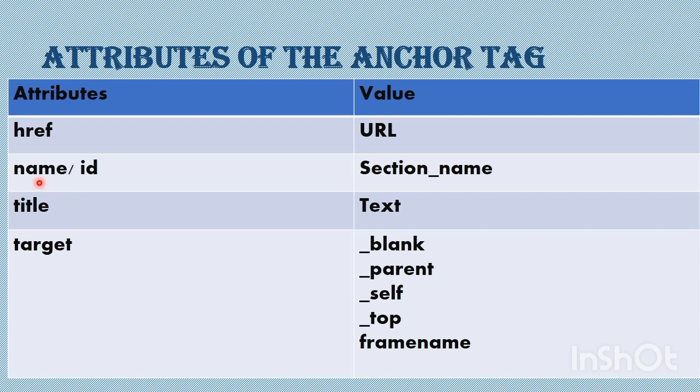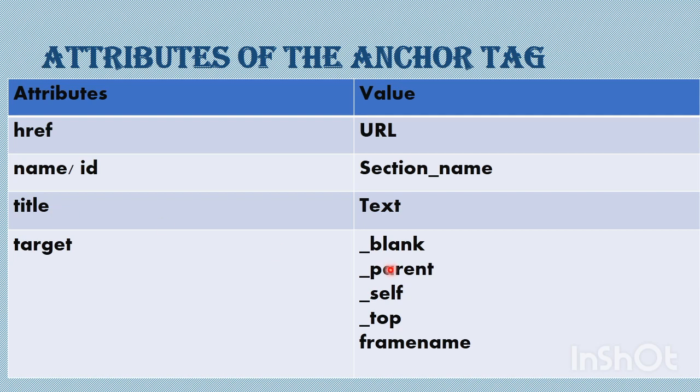Next attribute is name. Why have I written ID over here? Because in HTML5, the name attribute is not supported. So ID is the replacement which can be used instead of name. Section name value it gives. What is it used for? This is used to create internal linking. If you want to create a link to a section within a web page, one section, two section within the web page, then this attribute is used.